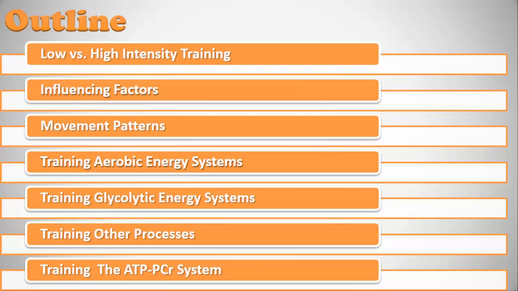So these are the different sections of this video session. First, we're going to focus on low versus high intensity training. Then we're going to talk about factors that influence which energy system you target. Then we're going to talk about the influence of movement pattern on which energy system you're going to train. And then we're going to talk about how you train the aerobic energy system, the glycolytic energy system, other important processes in mixed martial arts, and finally, the ATP-PCR system.